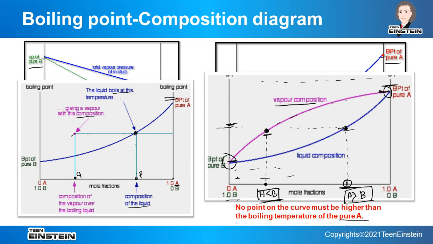Obviously lower it will not be, because it is already vapor phase. So the line will always be above the blue line. So that is why it is written simply that it is higher than the boiling temperature of pure A. So the points must not cross this line, because this line is the boiling point of A. Fine.